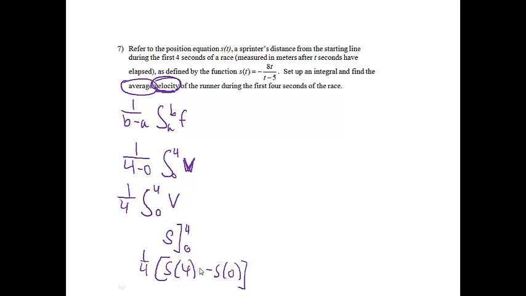So if I plug 4 into the s equation, I'm going to get negative 32 over negative 1, so I end up getting 32. So this is going to be 1/4 times 32 minus, if I plug 0 in, I'm going to get 0. So that will just simply give me 1/4 times 32, which is 8. And it said the average velocity, so velocity would be measured in meters per second.